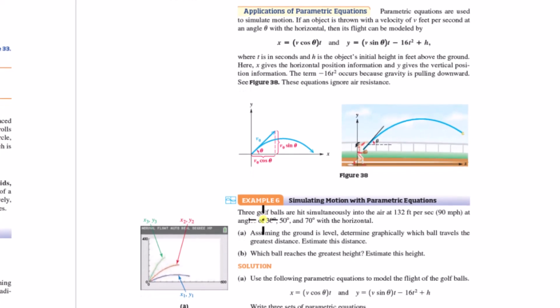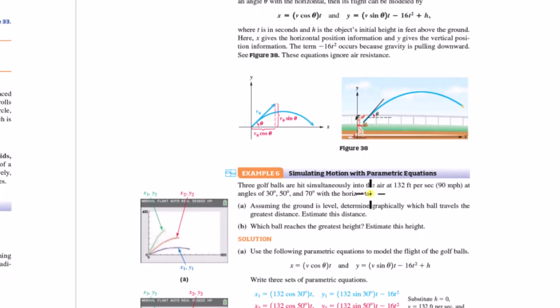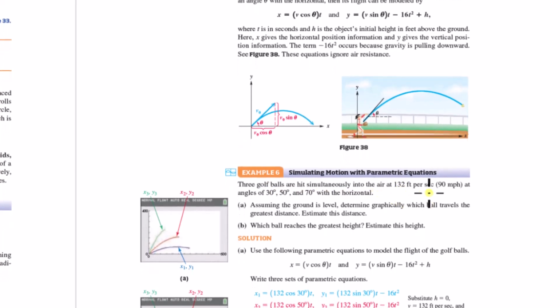Okay. Three golf balls are hit simultaneously into the air at 132 feet per second at angles of 30 degrees, 50 degrees, and 70 degrees with the horizontal. Assuming the ground is level, determine graphically which ball travels the greatest distance. Okay, so yeah, if we come back here, these equations are general for projectile motion, where you're not considering wind resistance. It's simplified, no wind resistance.